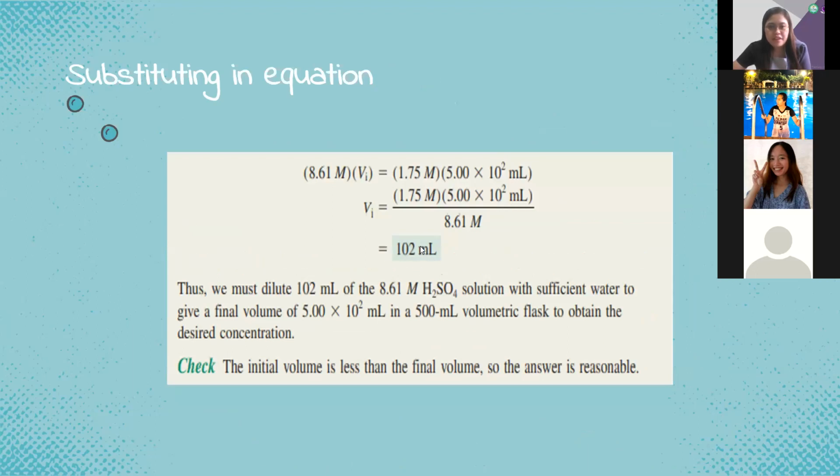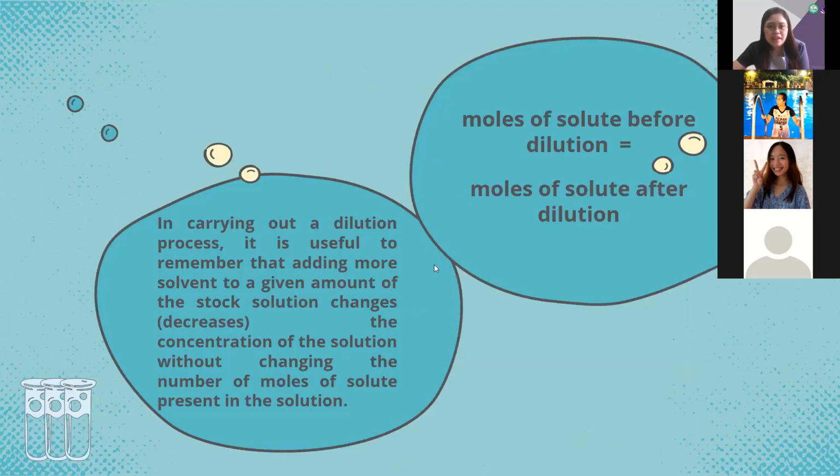In the book, this is their final answer. This is just rounded off to a whole number. That is why 102 ml. Okay? This is a repeat, class. I said earlier, in the dilution process, we only add solvent. We don't add any more solute. Thus, the moles of the solute do not change during the dilution process. Okay? Questions?